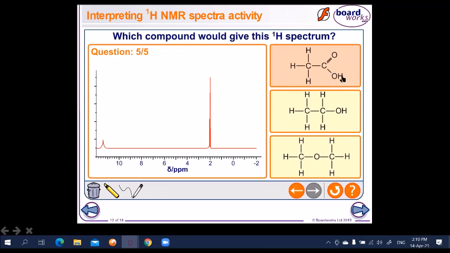And being part of the acid would make it extremely electronegative, all the way really shifted to the left. So this is a strong possibility. Let's look at this ethanol. Here we go again with ethanol.